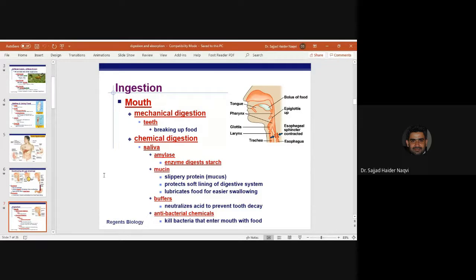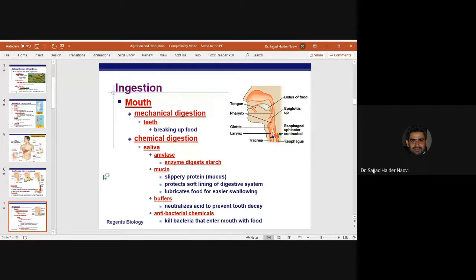The saliva itself has an alkaline pH, so the enzymes present in the saliva or the mouth are the ones which work optimally in alkaline pH. Then we have mucin, which is there to give a slippery quality that allows the bolus of food to go through the mouth and reach the esophagus. That's what the mucus function is. It also protects the lining of the digestive system from being corrosive or damaging, and it lubricates the food for easier swallowing.